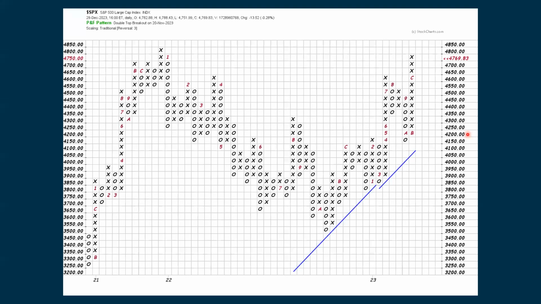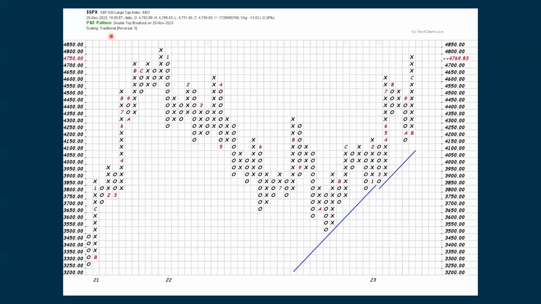And then we look at point and figure charts. This does not take time into consideration. Whether it takes an hour or a year, however much you say, only draw an X or an O if the price moves by a certain amount, that doesn't matter. Well, when we see a series of X's, that means price is going up. When we see a series of O's, that means price is going down. We don't have any new X's or O's that have been drawn recently.